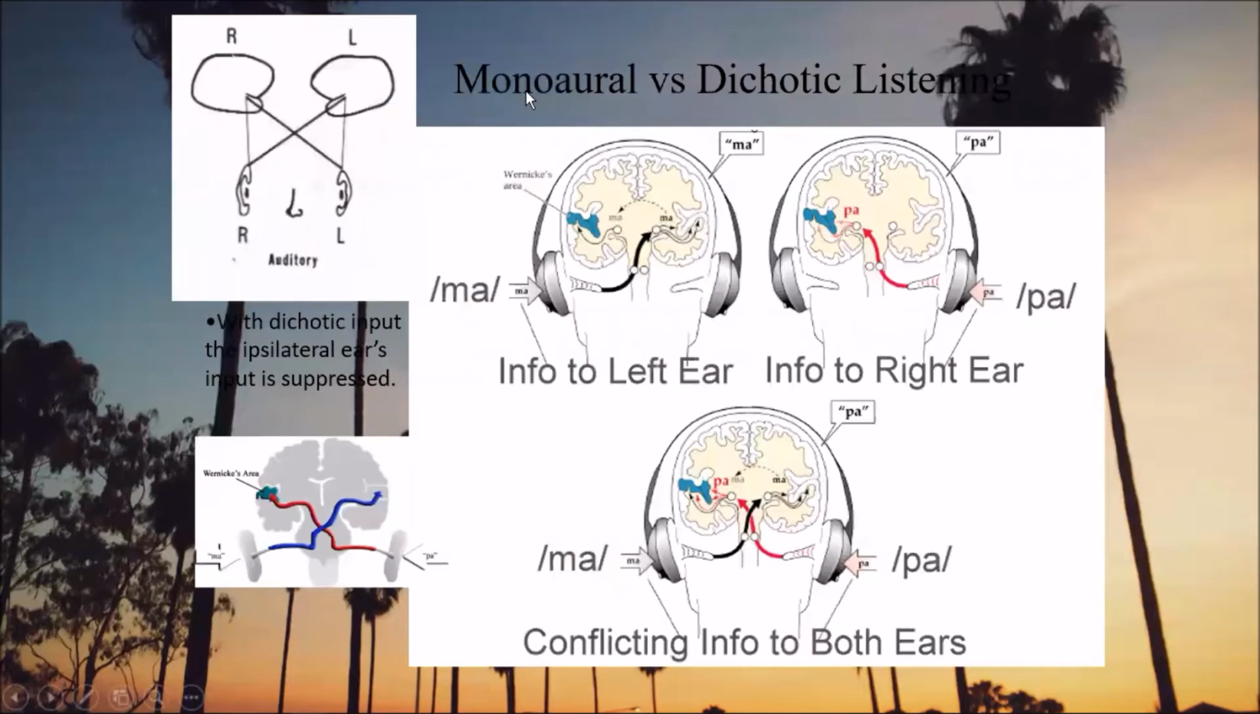Okay, now you can do tests in split brains, but also in typical humans, intact individuals, of the hemispheres in terms of language and sounds. And they do what's called dichotic listening tasks. Monaural tasks is when you have one sound going into one ear. Dichotic is when you have competing sounds going into different ears, and you ask them, which one did you hear?